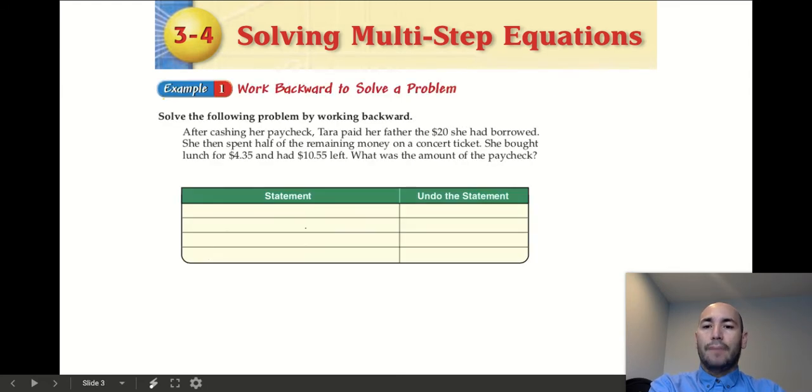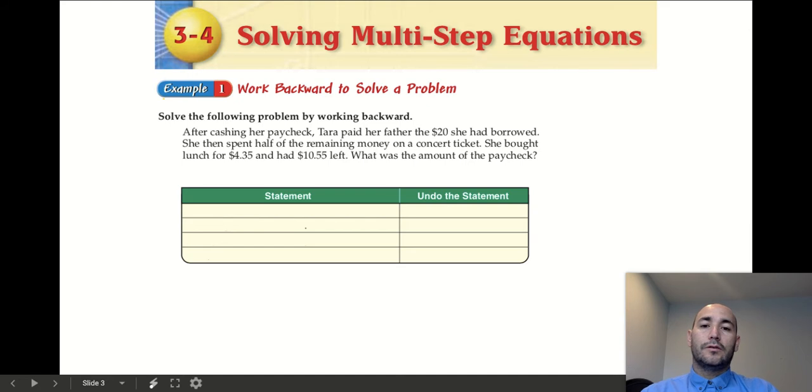So the idea of working backwards, right? Let's look at an example. I'll solve the following problem by working backwards. Here's the problem. After cashing her paycheck, Tara paid her father for the $20 she had borrowed. She then spent half of the remaining money on a concert ticket. She bought lunch for $4.35 and then had $10.55 left. What was the amount of the paycheck?